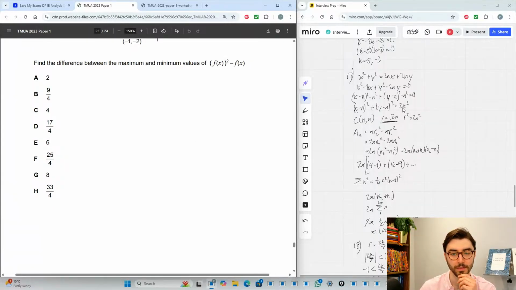Right, and in fact, what I'm going to do now, I realized I got the solutions, but I didn't get the actual answer key. So let me find that real quick. So TMUA 2023, paper 1. Whoop. Press buttons. I should never press buttons. Answer key. Let me just check that real quick. Cool.